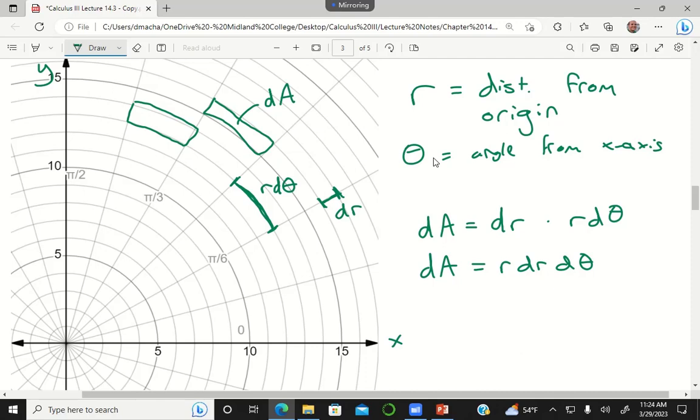Back when we were doing rectangular coordinates where we had x's and y's, we could get a little area just by multiplying a little change in my x direction times a little change in my y direction, and that gave me a little differential area packet. But in terms of the polar coordinates, just dr times d theta would not be an area. But r dr d theta does give me one of these little differential areas. Okay.